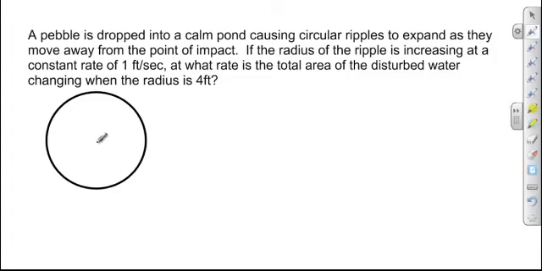And basically as the pebble is dropped in the pond, of course you've all seen that, how the ripples expand and the circle gets larger and larger and larger. So we're thinking about one ripple as it expands. If the radius of the ripple is increasing at a constant rate of 1 foot per second, so we'll label that radius with the variable r. This information from the problem gives me the rate of change of the radius with respect to time.